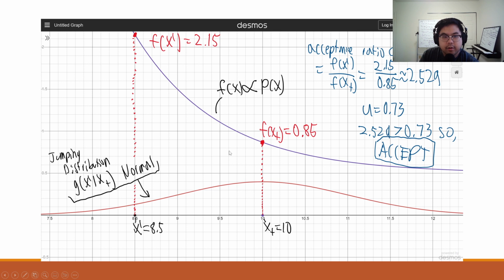And if this ratio is greater than 1, aka there's more density under this part than this part, we're going to accept it all the time. And if it's less than that, let's say the point we're sampling was 11.5, we would accept it with the ratio of this point divided by this point at the y value of this purple line.